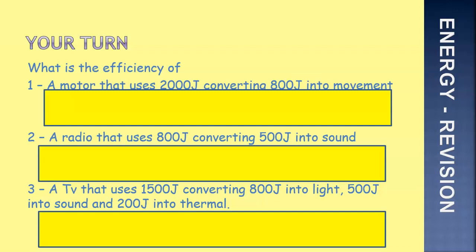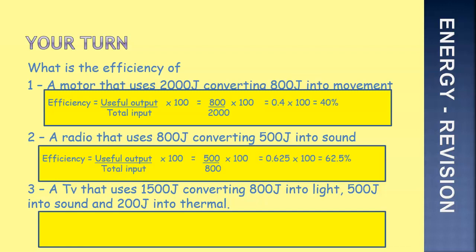Okay, question 1. A motor that uses 2,000 joules converting 800 into movement. 800 joules is useful energy, so it would just be 800 divided by 2,000 times 100 gives us 40%. Question 2, a radio that uses 800 joules converting 500 into sound. Again, 500 useful, so it's 500 divided by 800 times 100 gives us 62.5%.